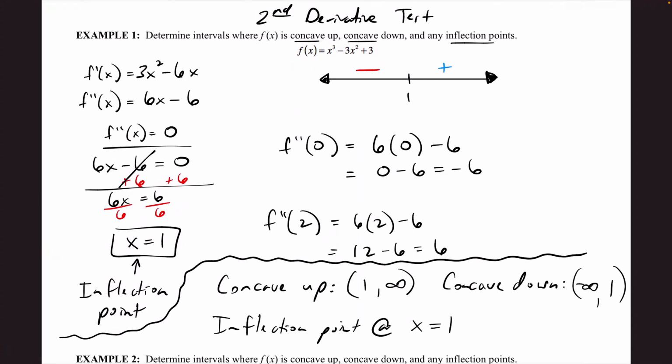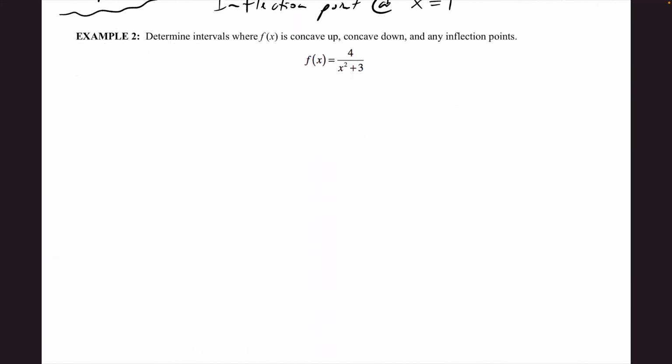First derivative test is for increasing, decreasing, relative maximum, relative minimum. Second derivative test is for concavity and inflection points. Okay? All right, let's do number 2.